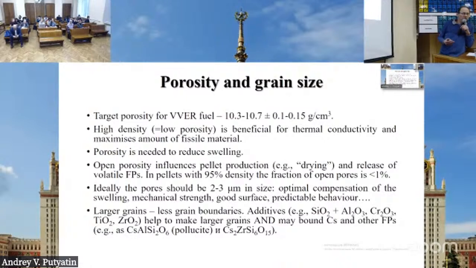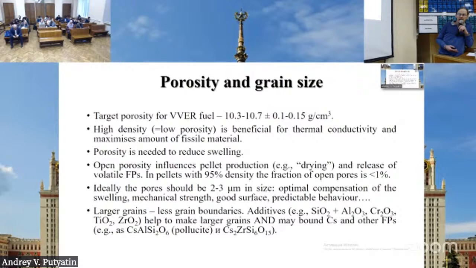Also, we need open porosity, so pores which are connected with the outer space, because it eases some technological operations during production of ceramic fuel, for example, removal of different binders and so on. And open porosity also helps to remove volatile fission products. Ideally, from a technological and operational point of view, the pores should be something like 2-3 microns in size. It gives the optimum balance between swelling, mechanical strength, and so on.